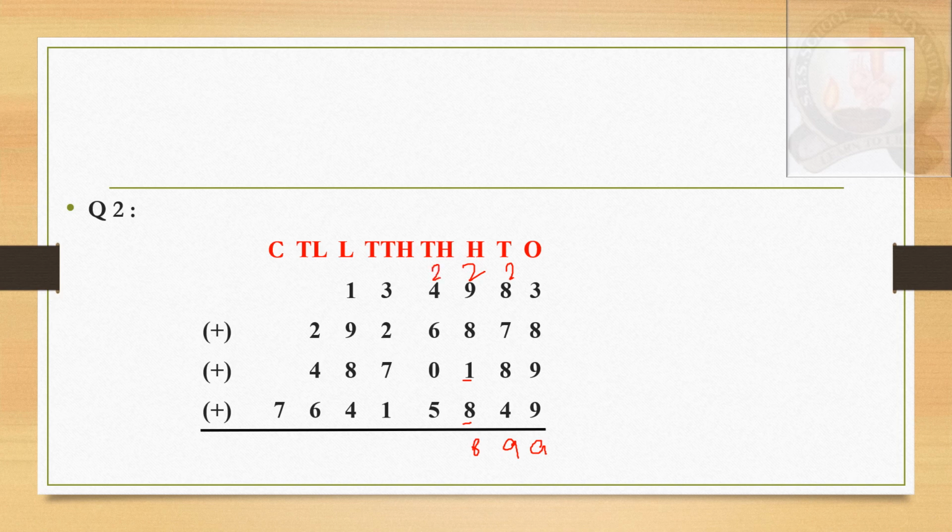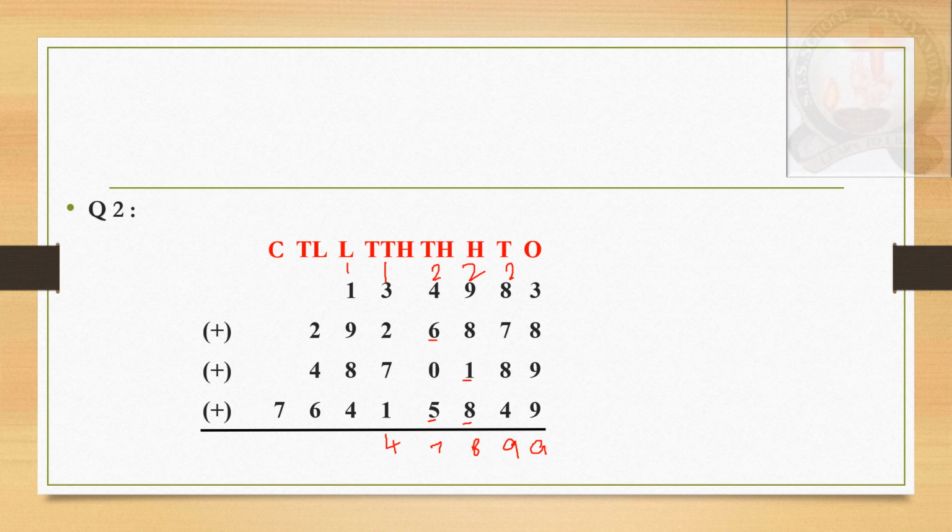2 plus 4 is 6, 6 plus 6 is 12, 12 plus 5 is 17. Okay, 1 carry to the next digit. 1 plus 3 is 4, 4 plus 2 is 6, 6 plus 7 is 13, 13 plus 1 is 14. Okay, 1 carry to the next digit.